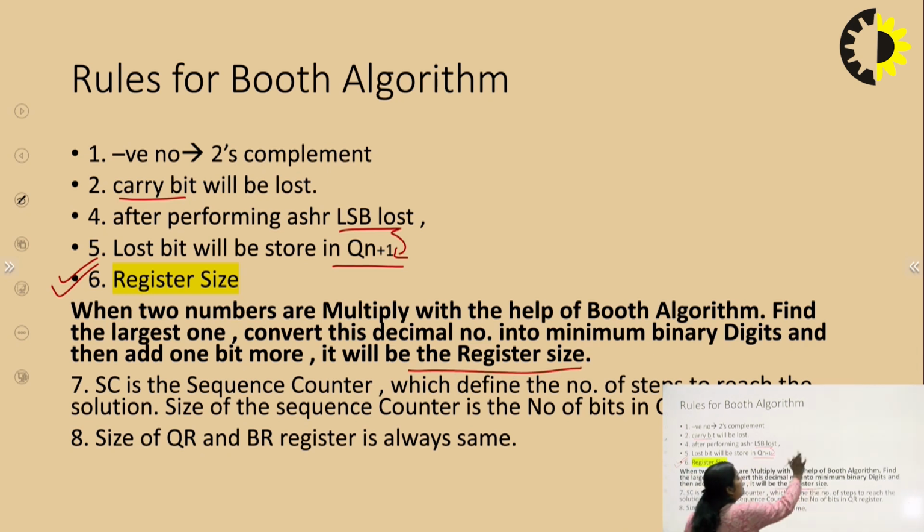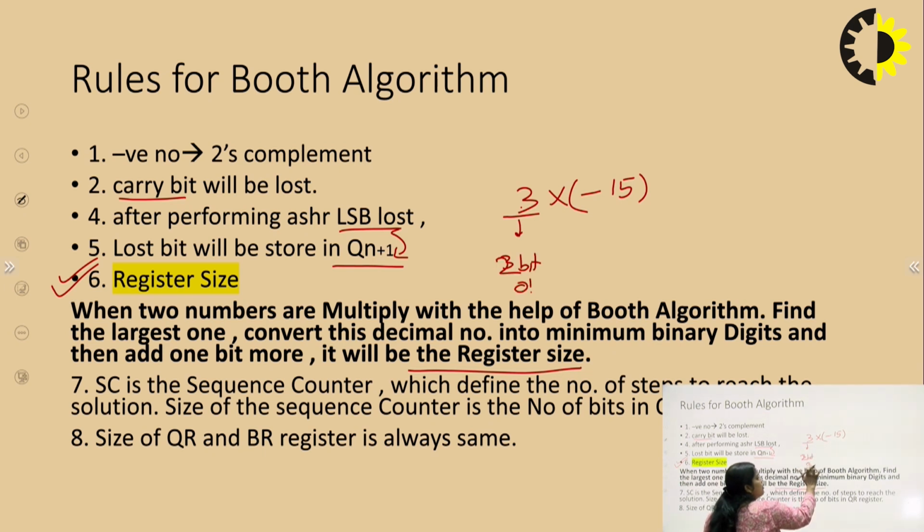It means, if I say 3 times minus 15, you have to multiply both values. This is the multiplicand, this is the multiplier. 3 can be represented by 2 bits, you can write 0, 1, 1, or simply 1, 1. Minimum 2 bits will be there. And 15 can be represented by 4 bits. So the minimum binary representation of 3 is 2 bits.